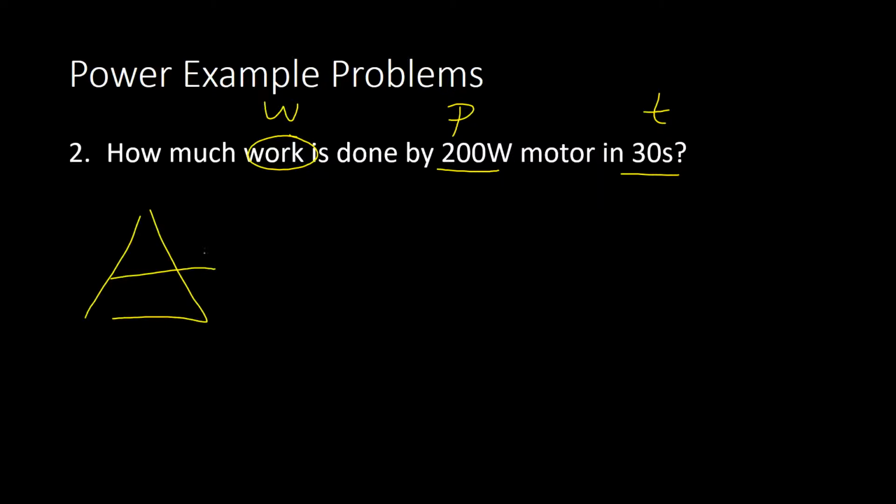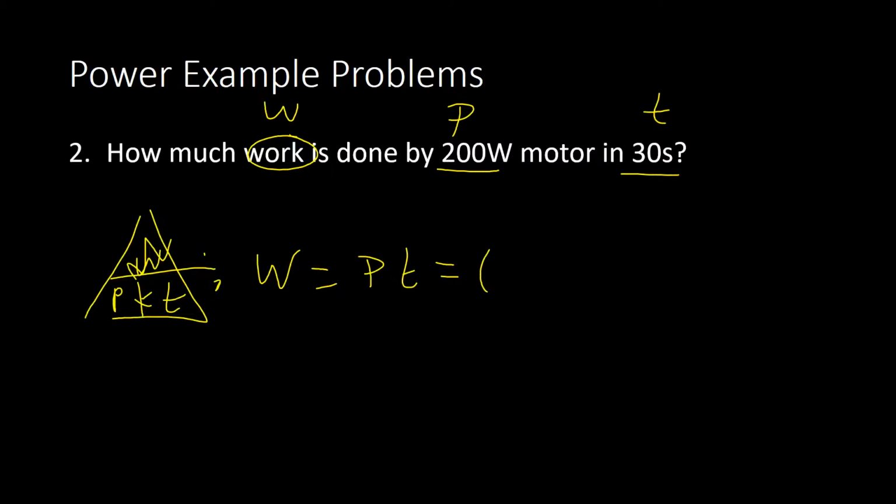So if we look at our triangle, work, power, time, solving for work. So work equals power times time. Notice that whether you're using the work formula or the power formula, you're going to be multiplying when you're solving for work. So that does make things a little bit easier. Anytime you solve for work, you're always going to be multiplying.